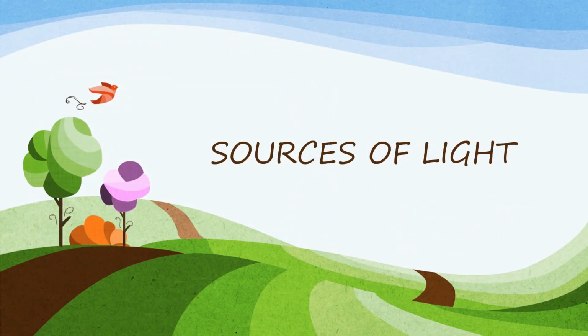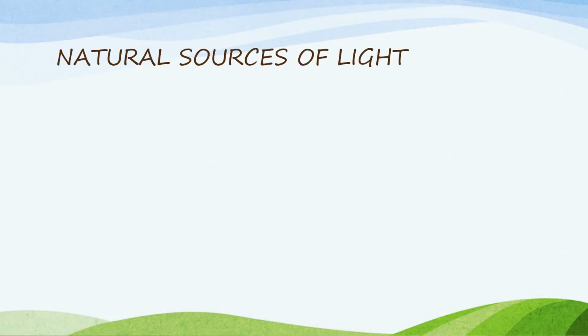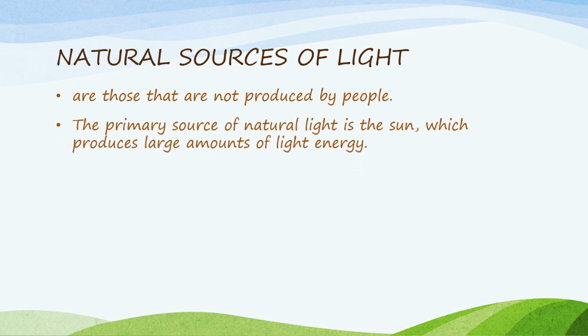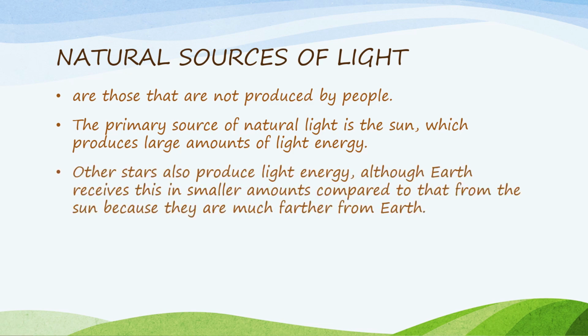So, what are the sources of light? The first one is called natural sources of light. From the word natural, those are not produced by people. They are produced by nature. Number 2, the primary source of natural light is the sun, which produces a large amount of light energy. So, the basic natural source of light natin is the sun o yung araw po natin.